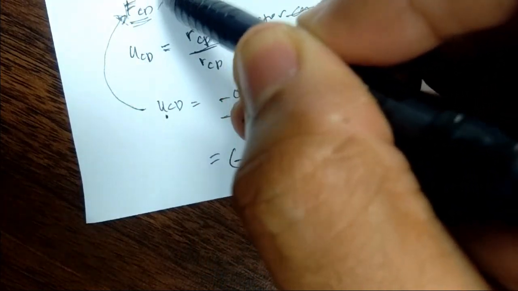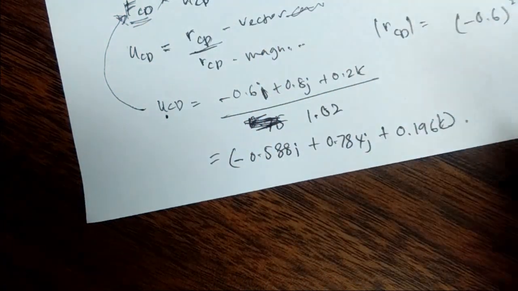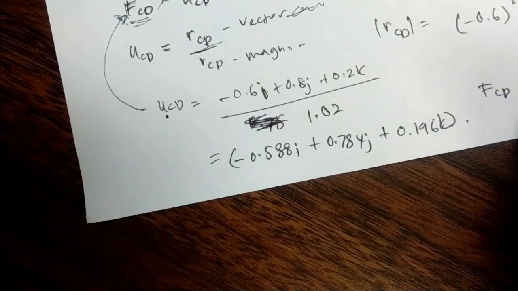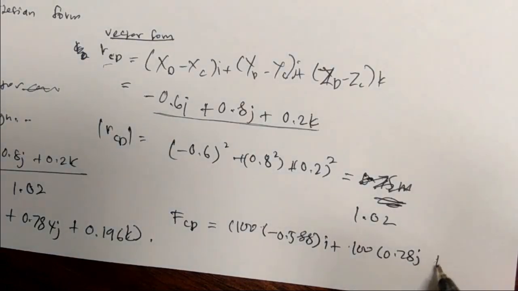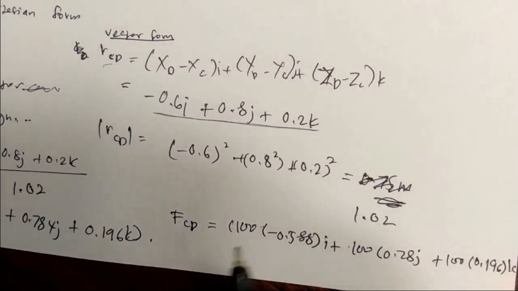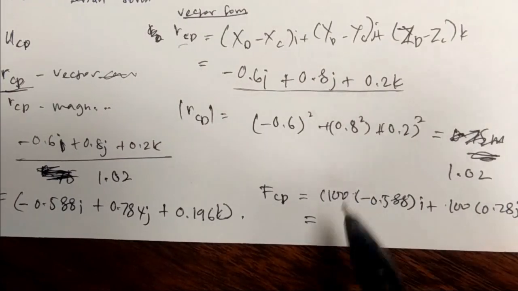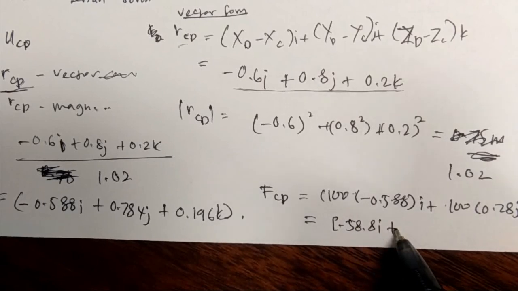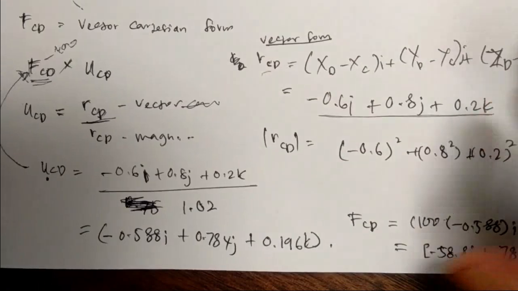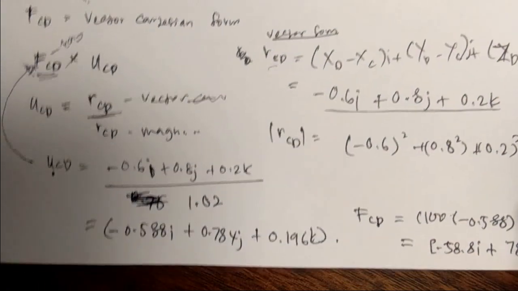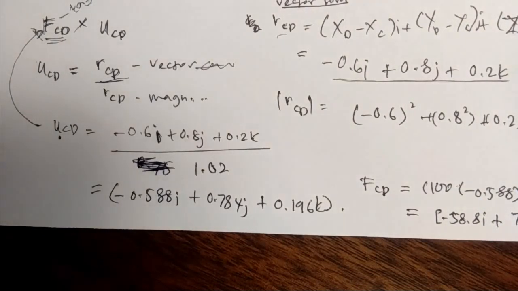Okay, so after you get the unit vector, you can multiply with the scalar magnitude of FCD, which is 100. So you will get FCD in the Cartesian vector form. FCD in Cartesian vector form is equal to 100 multiplied with negative 0.588 i plus 100 times 0.784 j plus 100 times 0.196 k. Okay, so you will get FCD in Cartesian vector form: negative 58.8 i plus 78.4 j plus 19.6 k Newton. Okay, so now you have the FCD in Cartesian form.